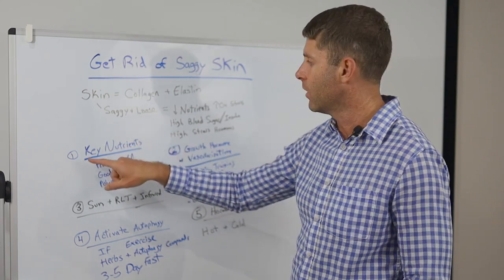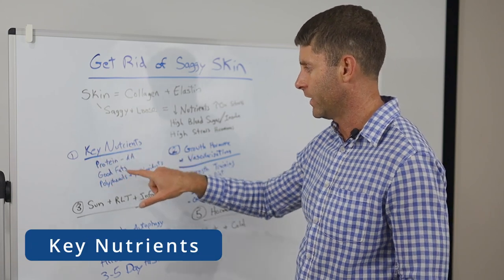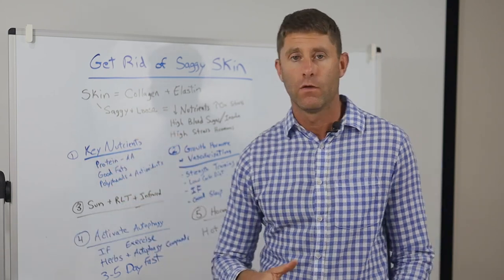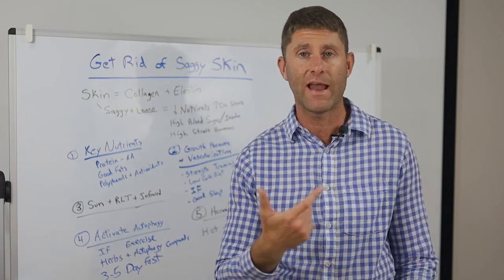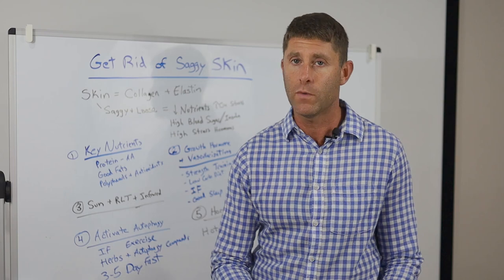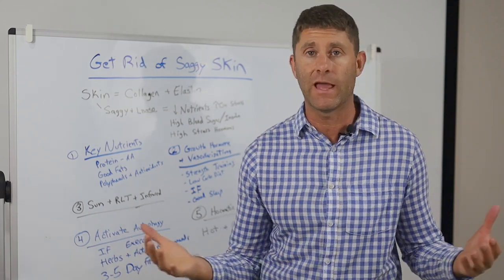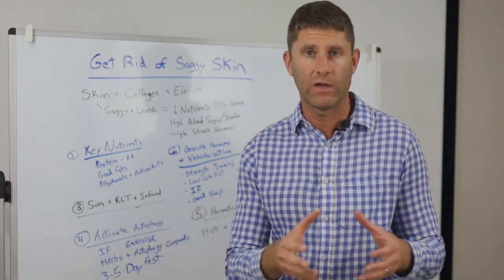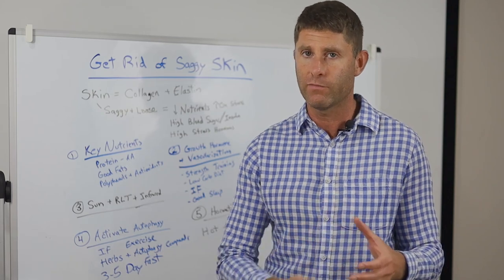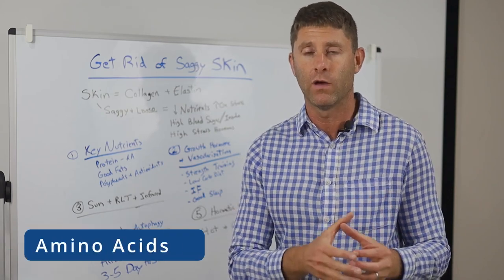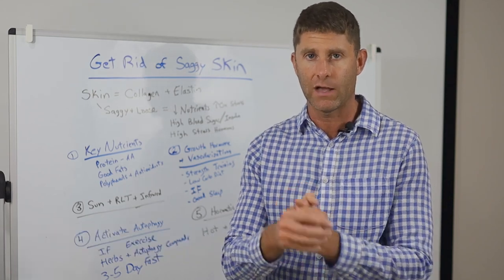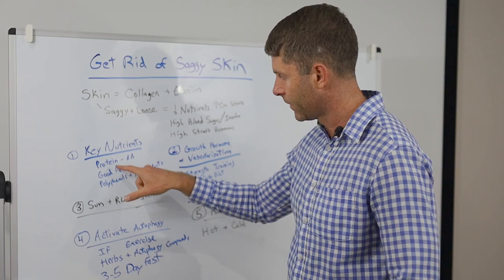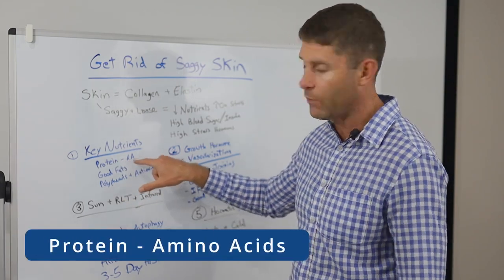Well, number one is make sure our diet is rich in key nutrients that we need for the skin. First one is protein. We know collagen and elastin are proteins. So what are they made out of? Amino acids. We can take in proteins, even something like collagen protein or collagen peptides, but we still have to metabolize that down into amino acids. And then our body needs to take those amino acids and create collagen and elastin out of them. So we need protein and amino acids.